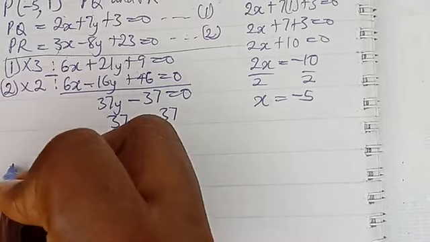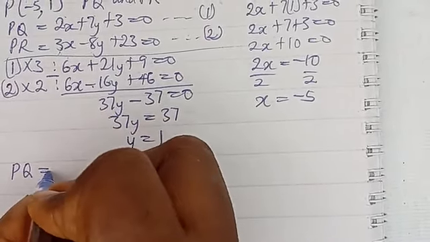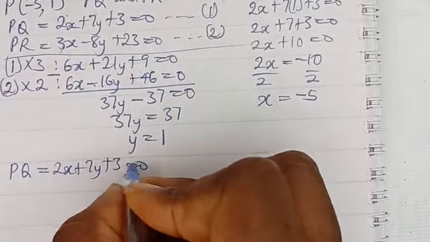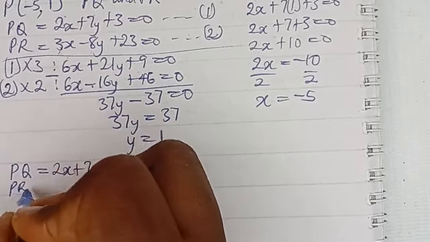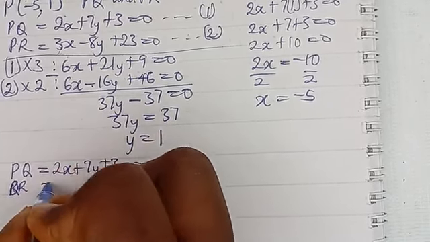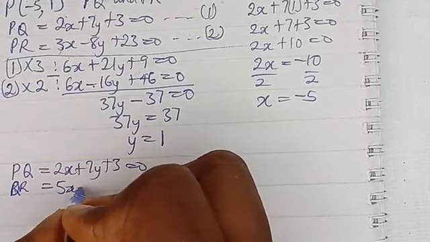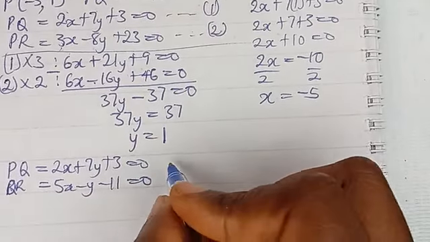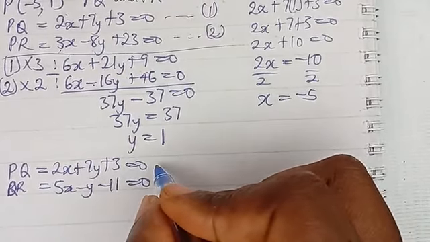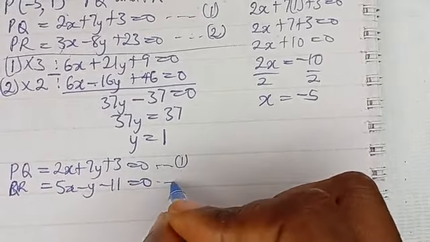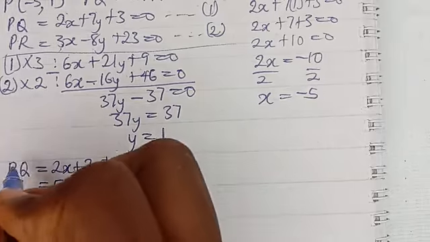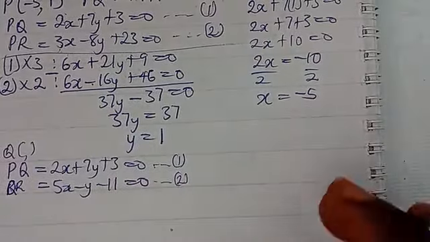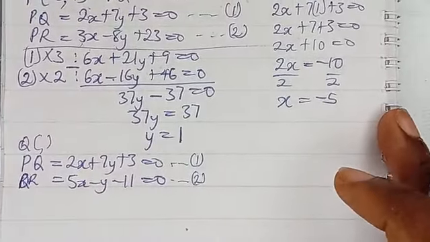We have that PQ is equal to 2x plus 7y plus 3 equal to 0. And then QR is equal to 5x minus y minus 11 equal to 0. So this forms our equation 1, and we have equation 2. Remember, we are solving for Q. Forgot to write that out before.